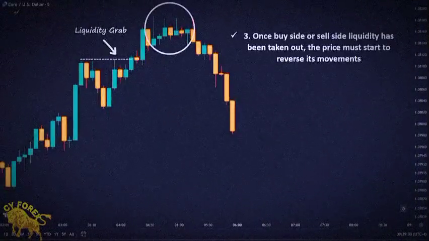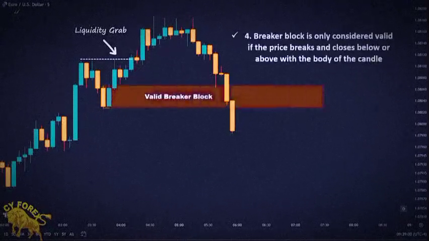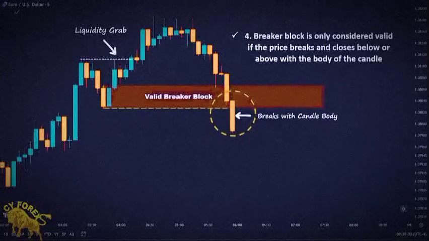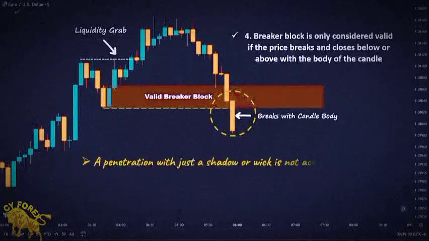The third rule emphasizes that once buy-side or sell-side liquidity has been taken out, the price must start to reverse its movements. The fourth rule states that a breaker block is only considered valid if the price breaks and closes below or above the breaker block with the body of the candle. A penetration with just a shadow or wick is not acceptable.